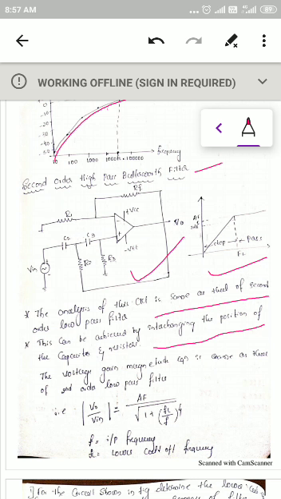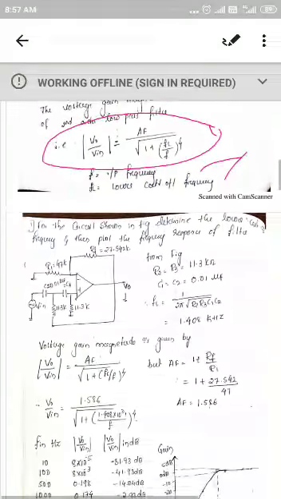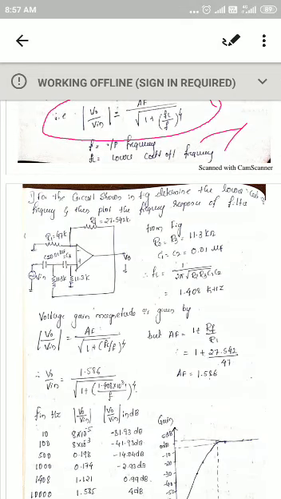I am writing directly the value of V0 by Vin after deriving the expression. Just refer to the derivations of the second order low pass Butterworth filter. V0 by Vin is equal to AF divided by square root of 1 plus (FL divided by F) whole to the power 4, where F is the operating frequency and FL is the lower cutoff frequency.